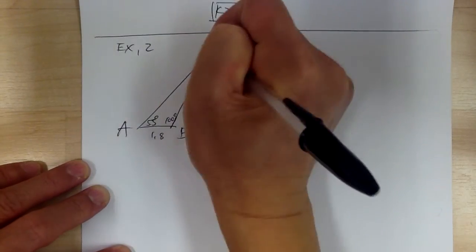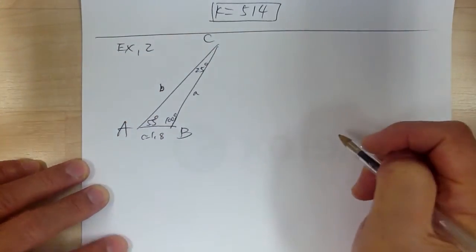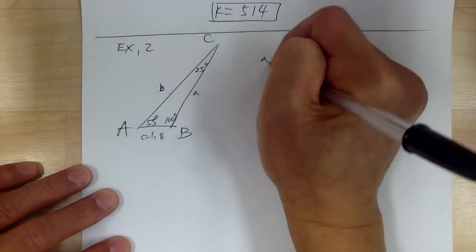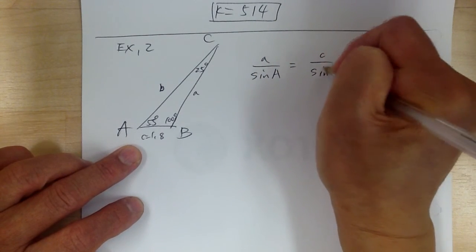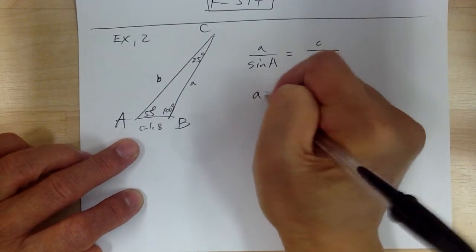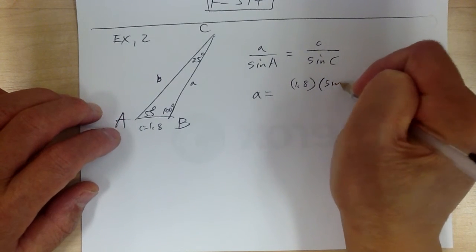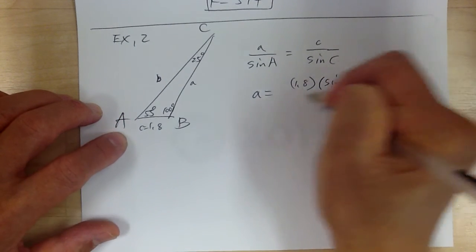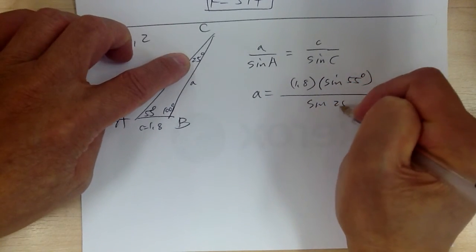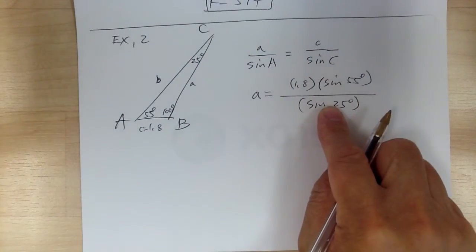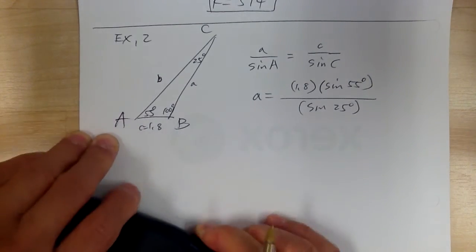So A, B, C. So you got capital A, small a, small b. So let's go and find a. So you got a over sine A equal to c over sine C. So a equals 1.8 times sine of 55 degrees over sine 25 degrees. So you can write down your formula, then you substitute, then you work it out. So let's go and find a first.